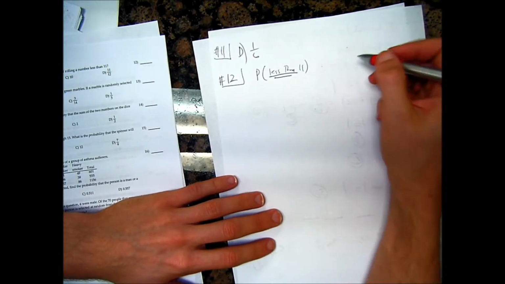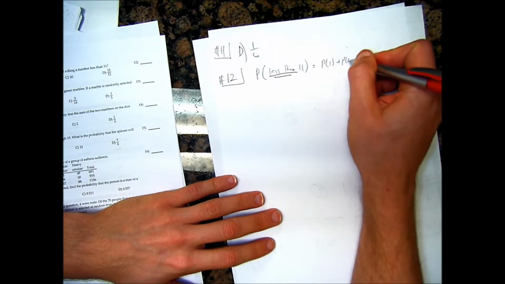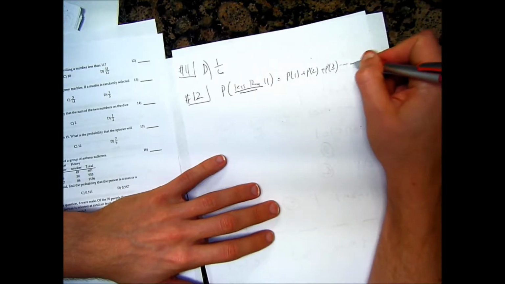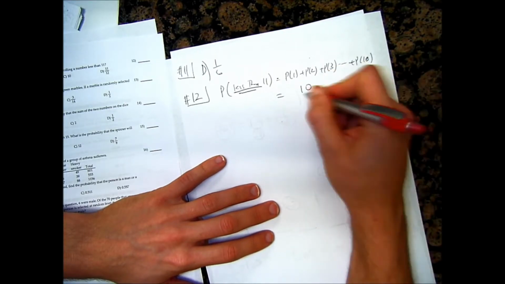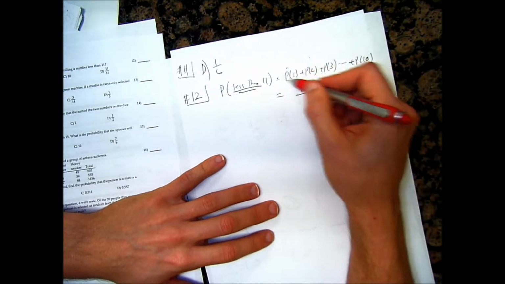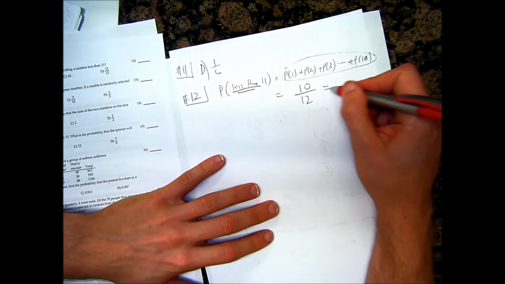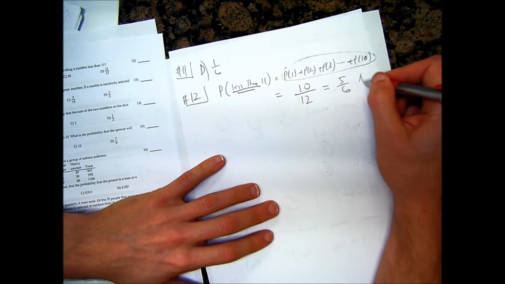But since it's less than 11, I can get a 1, I can get a 2, I can get a 3, I can get everything up until a 10. So there's 10 ways of getting what I want, but there's 12 total possibilities. So 10 out of 12 or 5 out of 6, which is A.